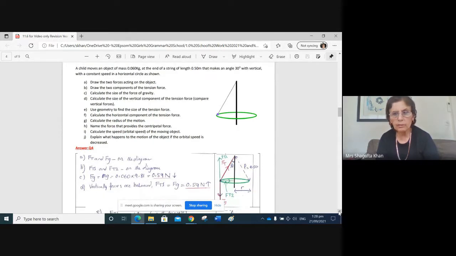Now we will look at the forces in a horizontal circular motion. Is everyone following so far? Do you hear me? Yeah.